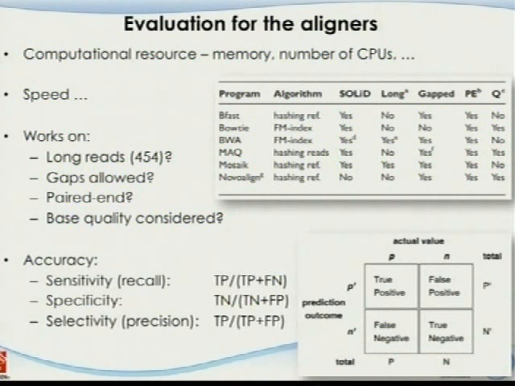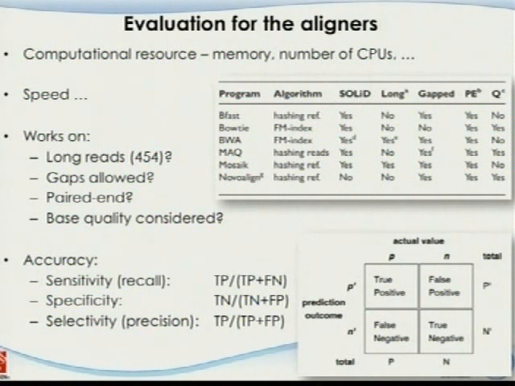These are just the things that they can and cannot do. But for the real evaluation, we need to evaluate their accuracy. Accuracy is evaluated by sensitivity, specificity, or selectivity. I copied this from Wikipedia, and I think a lot of you are very familiar with this. Sensitivity means: if I got 100 reads and I map them back to the genome, what percentage of the ones I think are mapped are correct? And this is actually selectivity.